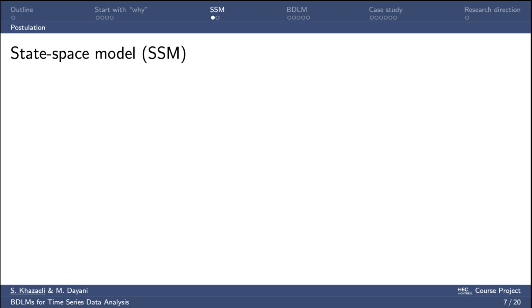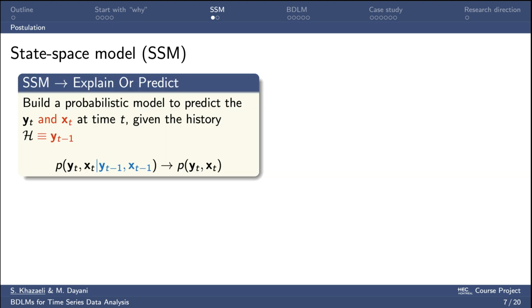Now let's put everything together and define the state space model's goal. The goal is to build a probabilistic model to predict the y and x at time t, given the history. Mathematically, it means that we want to build a joint probability model for both observations and hidden state variables. In other words, as we are predicting what is happening for the observations, we are explaining the dynamics of the observations too. Here, we remove the blue part to show that once we postulate for the blue region, as you saw before, we can repeat the process recursively.